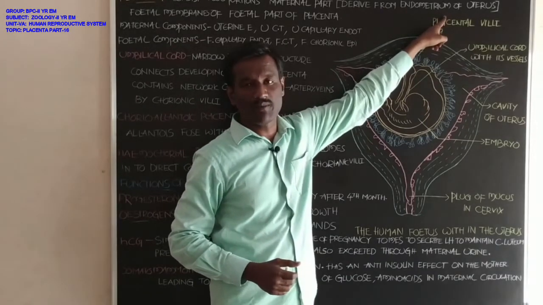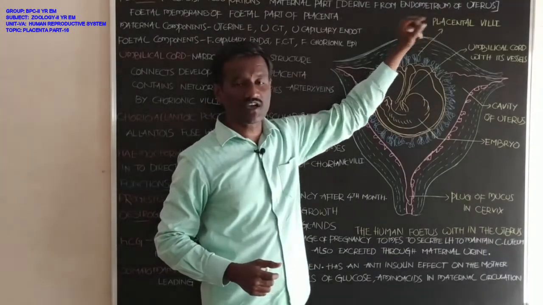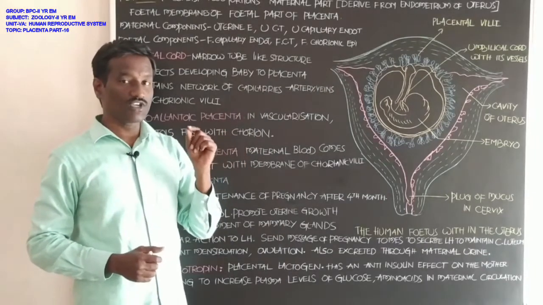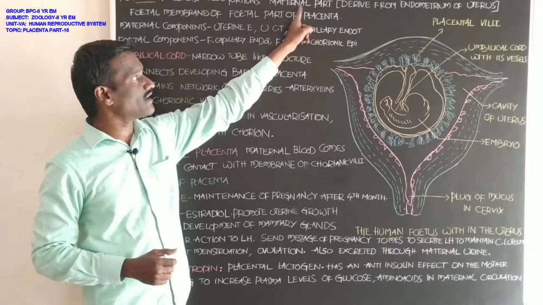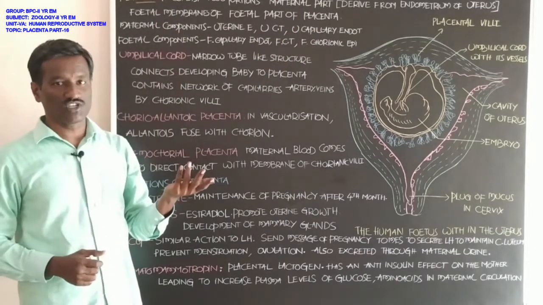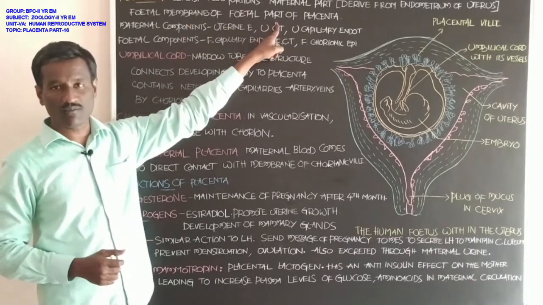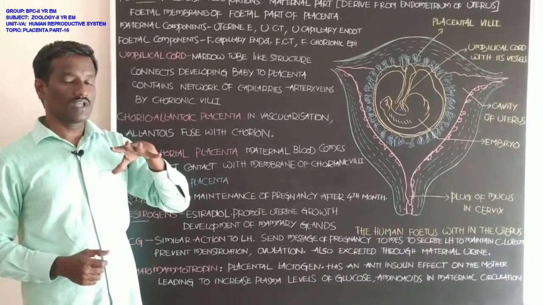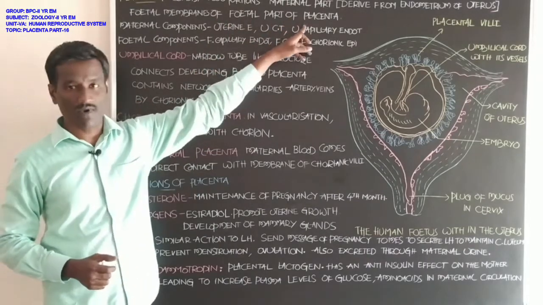The uterus is the main part of the female reproductive system, and the endometrium is the inner layer of the uterus. The endometrium gives rise to the maternal part of the placenta. The next portion comes from the fetal membrane, which gives the fetal part of the placenta.